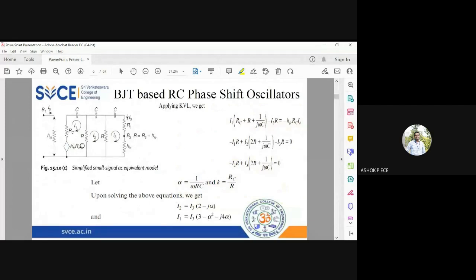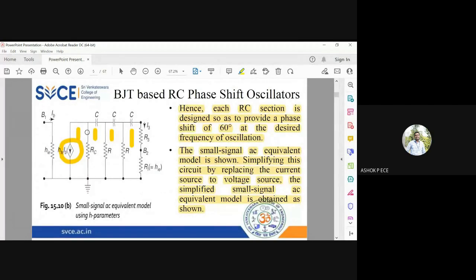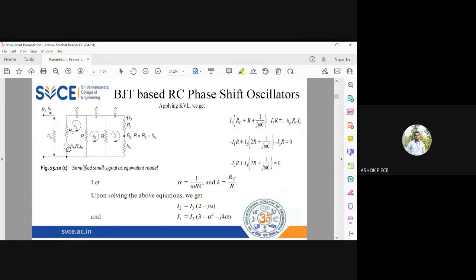See here, this current source is converted into a voltage source. Current source parallel to R is converted into a voltage source in series with R. Okay, see here, HFE RC IB in series with RC. Then you have the CR, CR, and CR.